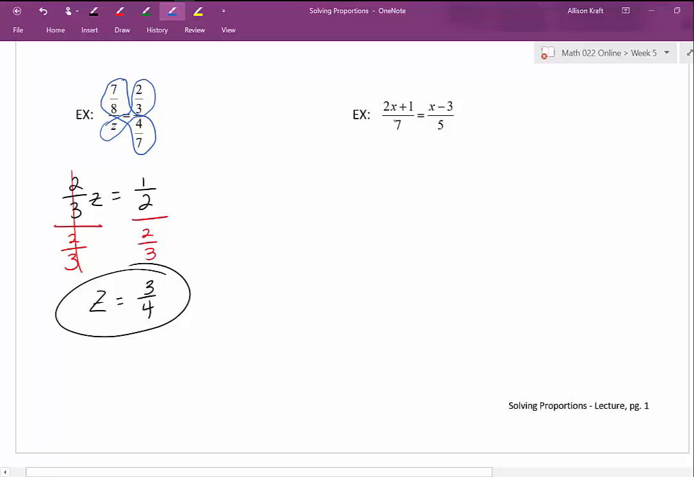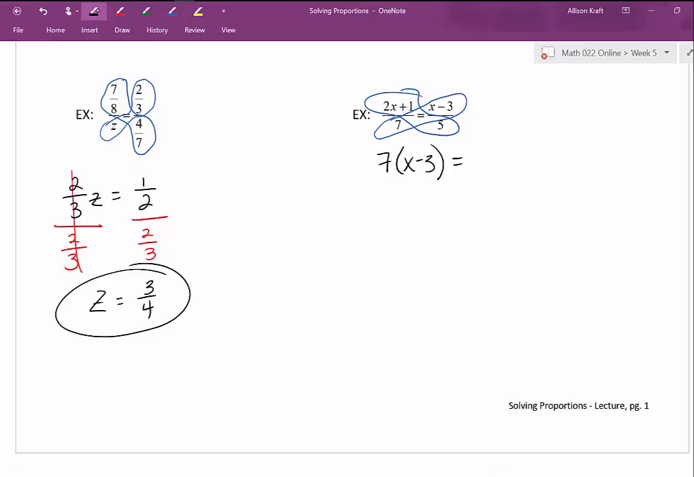We'll cross multiply to solve (2x plus 1) over 7 equals (x minus 3) over 5. Now I want 7 times that whole numerator. So to indicate that that whole numerator is being multiplied by 7, I'm going to have to put the x minus 3 in parentheses. Same thing with the other part of our cross multiplication. 5 times that whole numerator. So we write that 5 parentheses 2x plus 1.